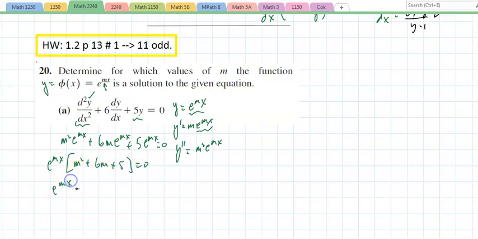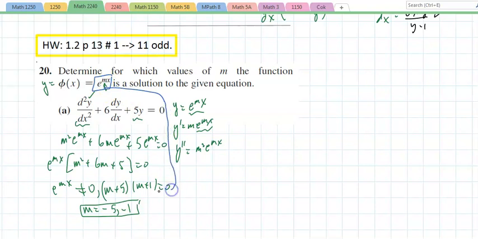So e to the mx can never equal 0, we know that. It must be that m plus 5 times m plus 1 must equal 0, indicating that m equals negative 5 or negative 1. And in case you didn't figure out what this means, e to the negative x and e to the negative 5x would be solutions to this equation. Something we're going to find in the next chapter.